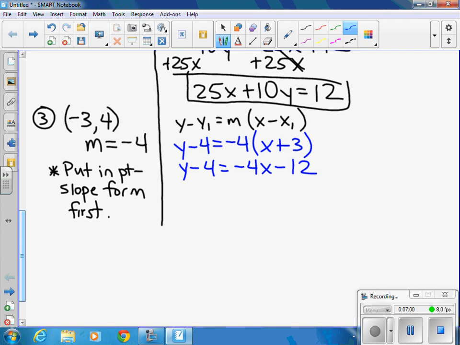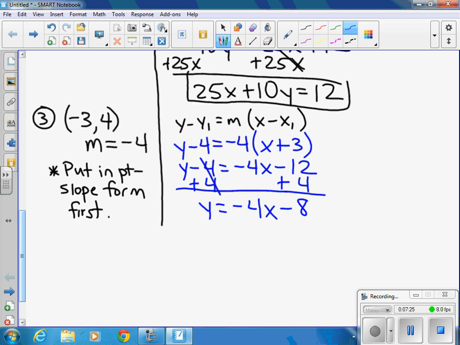You'll actually find that when you start with point slope form, you'll go through slope intercept form before you hit standard form. It's just the way that the problem sets itself up. So you're doing all 3 forms in the same problem, right? Which is not uncommon. Right? At this point, I want to move the 4 over, so I'm going to add 4 to the other side because my constant needs to be on the right-hand side. I've got y equals negative 4x minus 8.